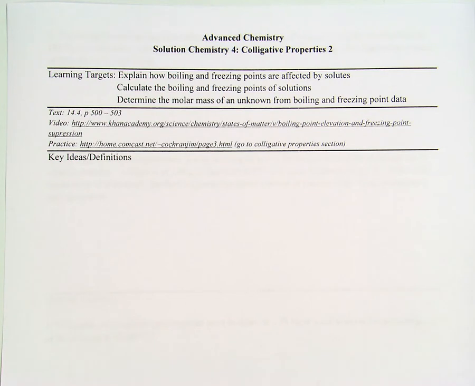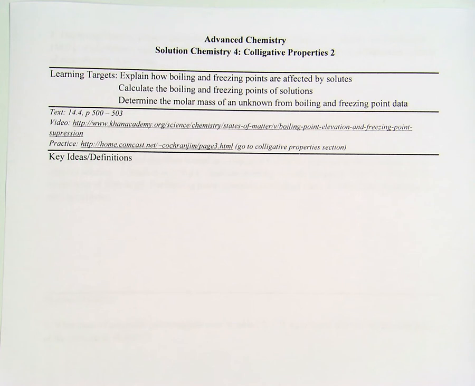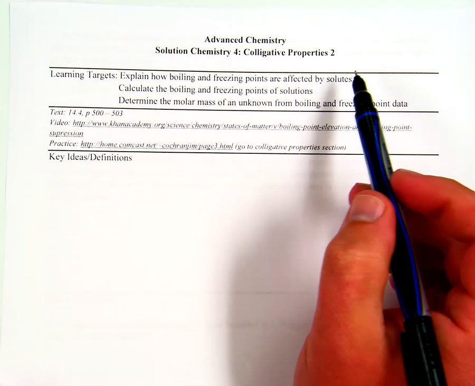This is the second of two videos on colligative properties. In the first video we looked specifically at vapor pressure lowering and why that occurs. In this video we're going to look at two other colligative properties: freezing point depression and boiling point elevation. You can see our learning targets up here.